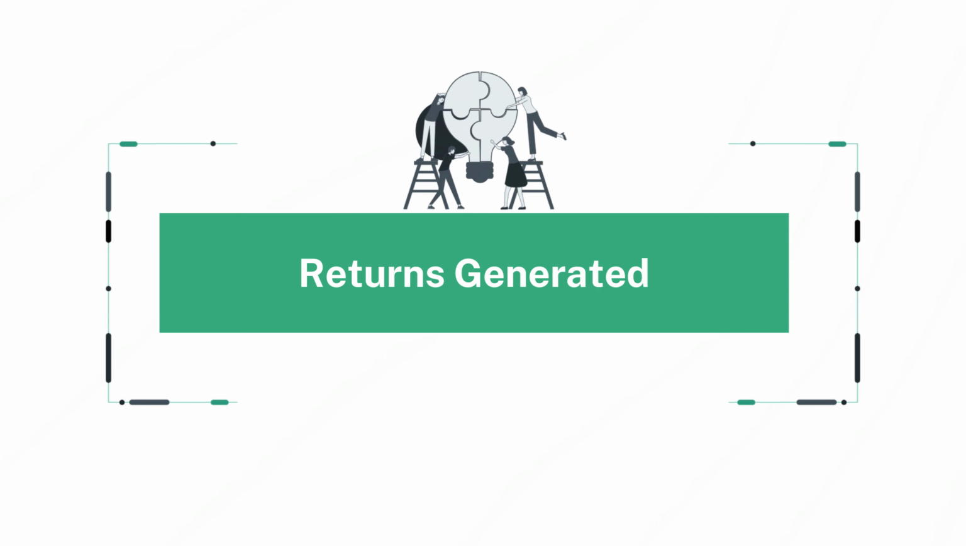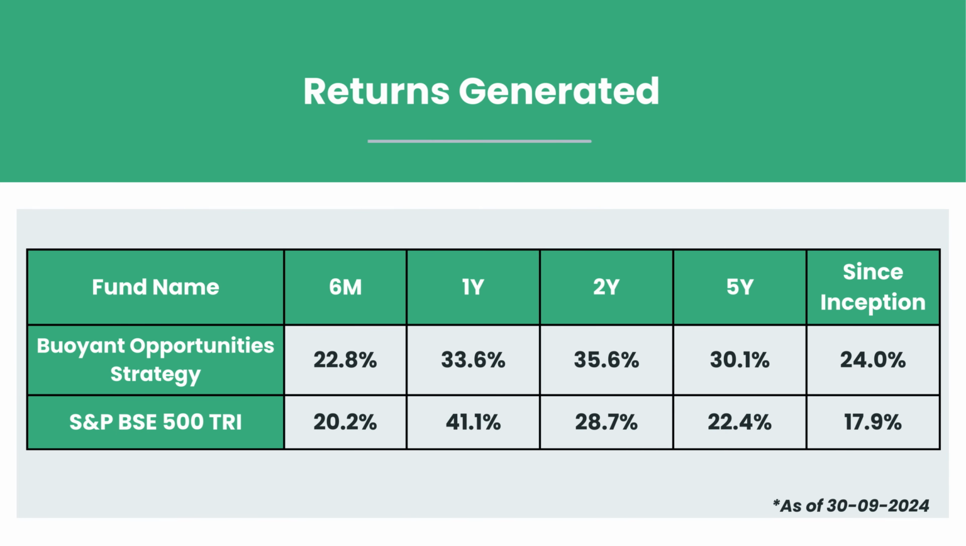Now, let's look at the returns generated by the fund. The Buoyant Opportunities Strategy has delivered a 24% per annum return since inception, outperforming the S&P BSE 500 index, which posted a 17.9% return. And it delivered a 30.1% per annum return over the last 5 years, outperforming the S&P BSE 500 index, which posted a 22.4% return.